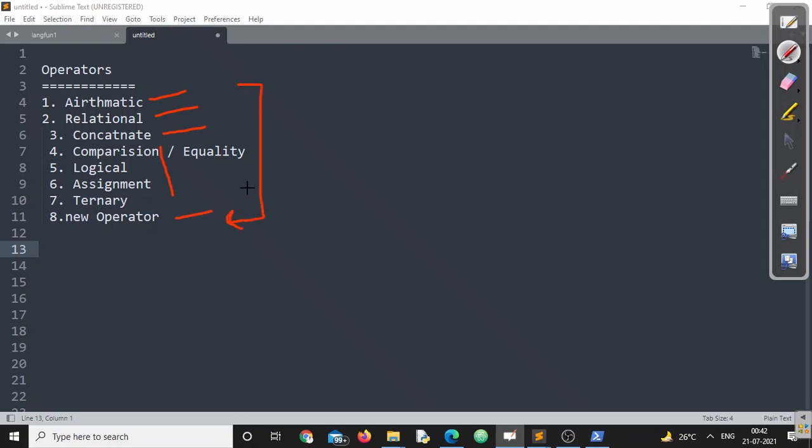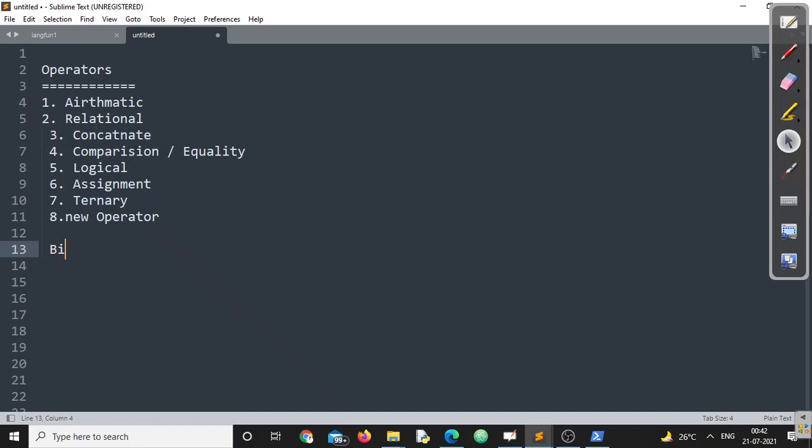In case you missed any of these operators, I'll definitely suggest that you please go back to all those videos which are there for data types 1, 2 and 3. Go through all those videos very thoroughly, then you can come back so that we can take it to the next level.